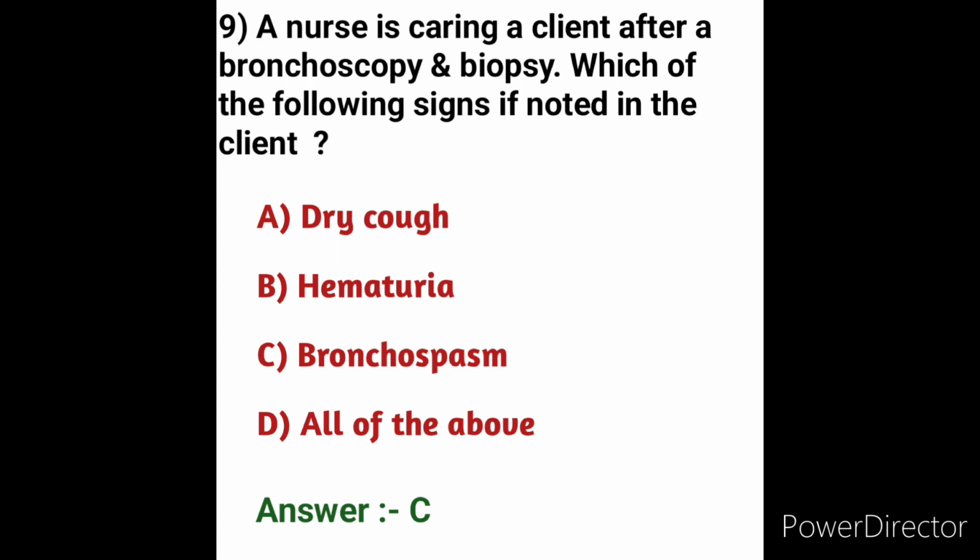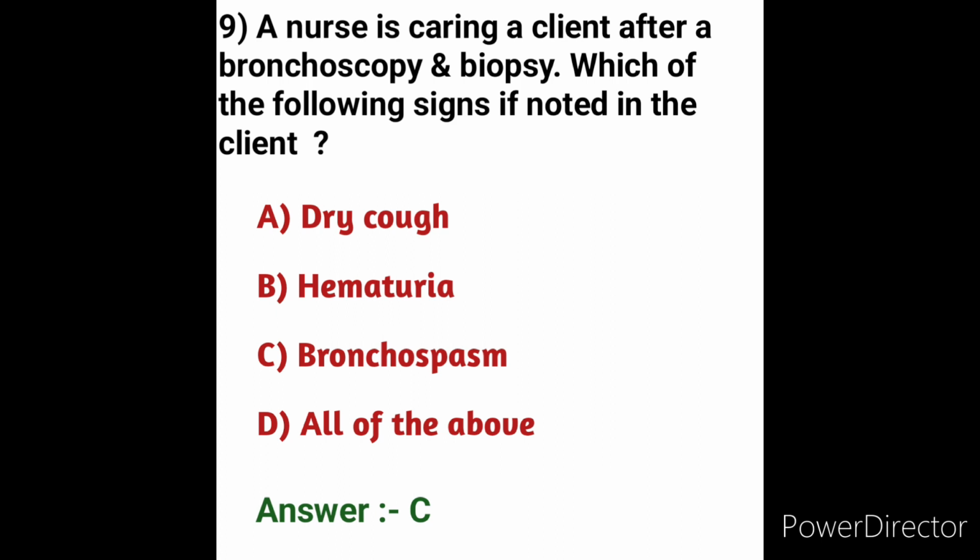After finishing bronchoscopy and biopsy, a dry cough is common and normal. It is one of the normal post-biopsy cases. So option A is ruled out. We will see option B, hematuria, and option C, bronchospasm, which one is correct. The client should be assessed for signs of complication, which would include cyanosis, so we have to monitor the patient, and also dyspnea and bronchospasm. So here option C, bronchospasm, is the correct answer.